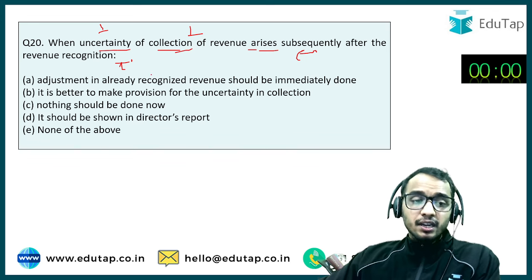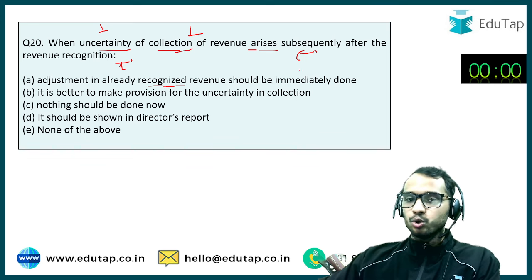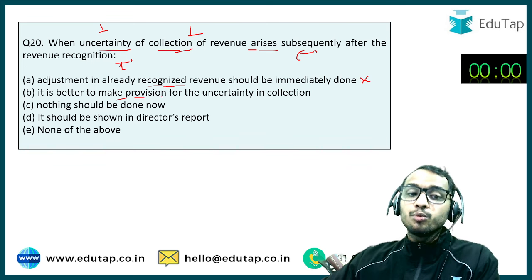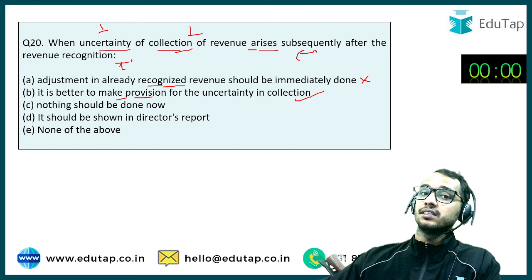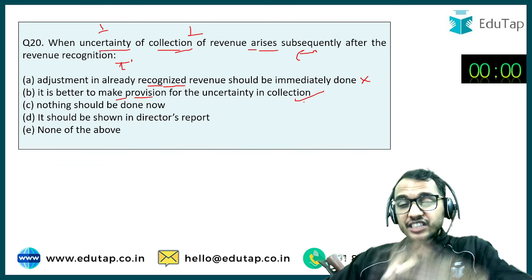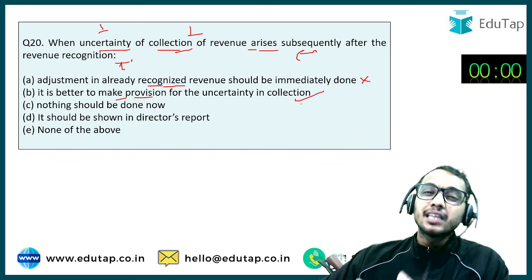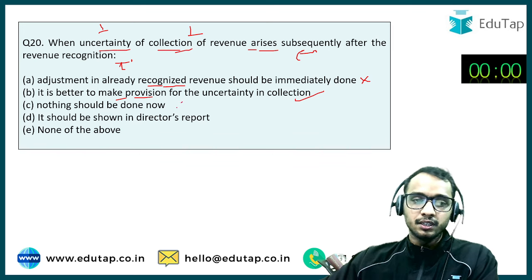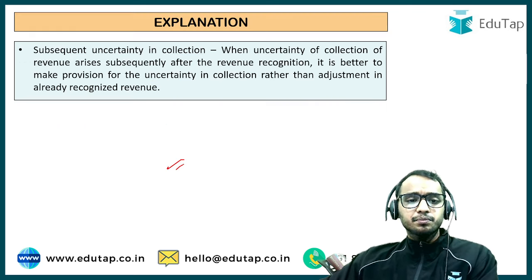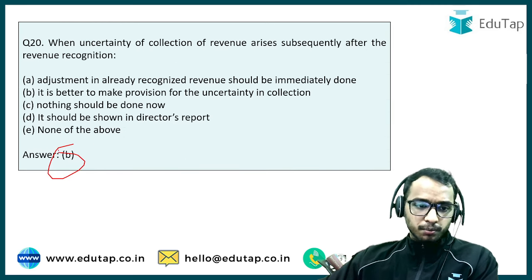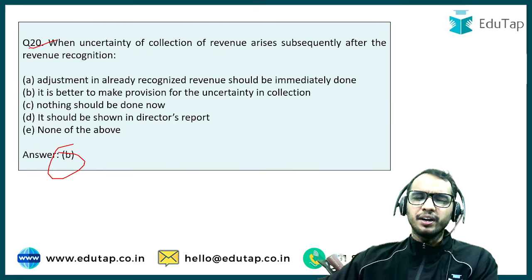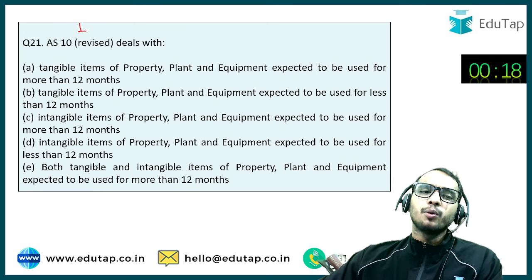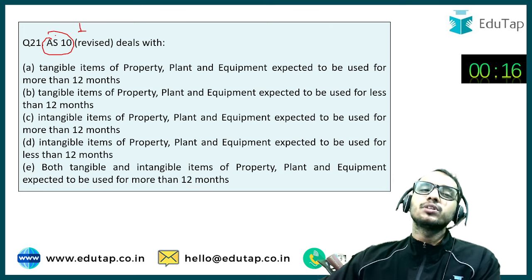Very easy. Adjustment in already recognized revenue? No. If the revenue has already been recognized, you are not going to adjust it. It is better to make the provision. Yes, it is absolutely correct. You need to make the provision when you have recognized the revenue in your financial statements. So option number B would be the correct answer here. Okay? Okay. So see, option number B is the correct answer for question number 20. Easy, very easy question.